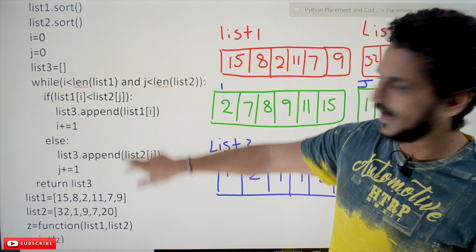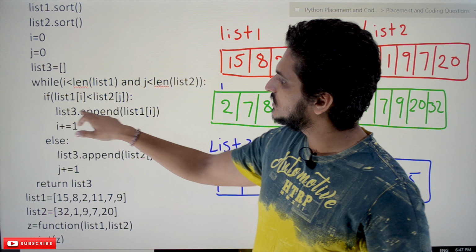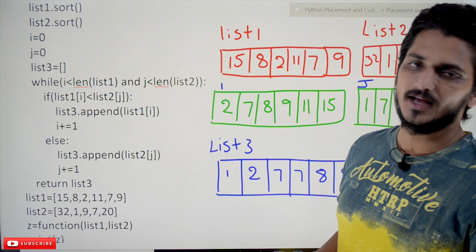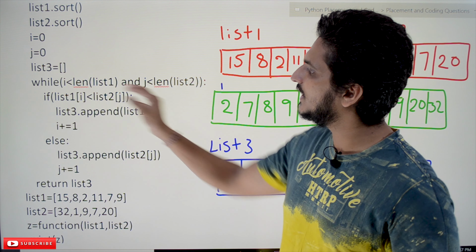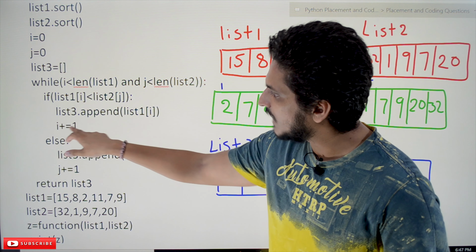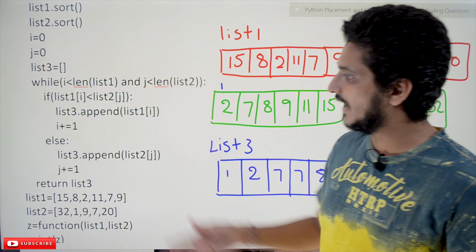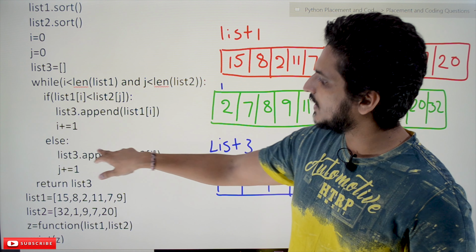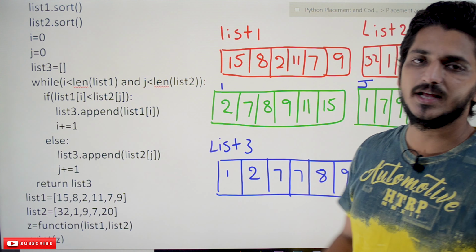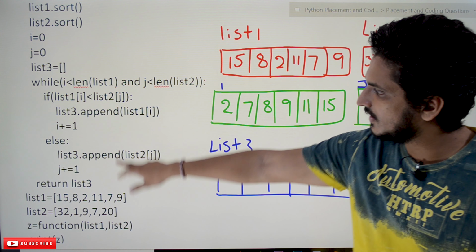So what's going on in the while loop? If list1 of i is less than list2 of j, that is, the value present at the ith index in list1 compared with the value present at the jth index in list2, then it is appended to list3: list3.append(list1[i]). list1 of i is appended to the third list, and i += 1 means incrementing i. Else list2 of j is appended to list3 and j is incremented. This is the code that has been written in the while loop.